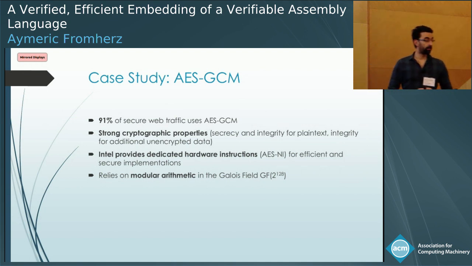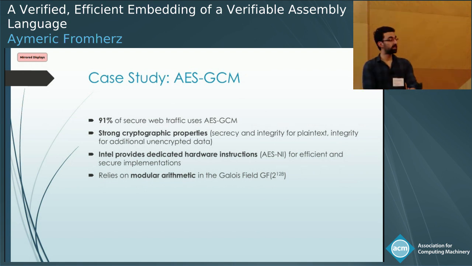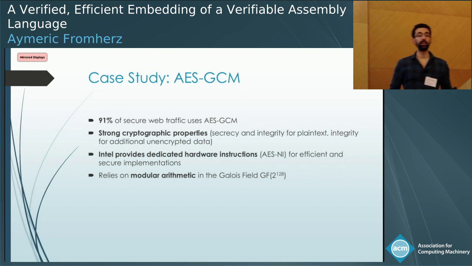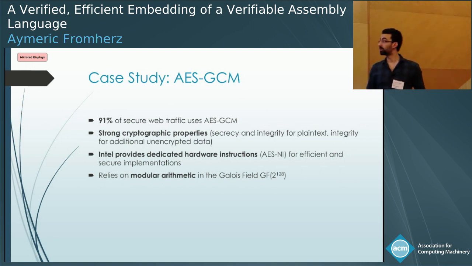So the last thing I want to talk about in this talk is one of the cryptographic algorithms that we verified, and that's AES-GCM. AES-GCM currently is one of the most widely used cryptographic algorithms in the world. According to a recent study by Mozilla, about 91% of secure web traffic uses AES-GCM. And one of the reasons for that is that AES-GCM has very strong cryptographic properties. Namely, it does authenticated encryption with additional data.